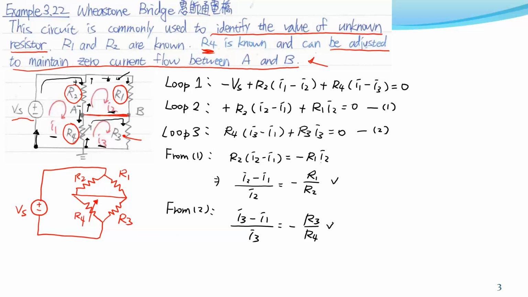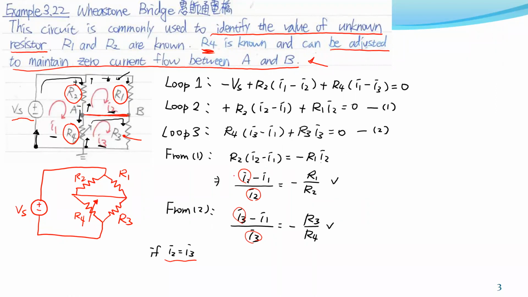If I2 equals I3, what does that mean? If I2 equals I3, that means this one is the I2, this one, they are the same, which means if I2 equals I3, then I2 minus I1 divided by I2 equals I3 minus I1 divided by I3.